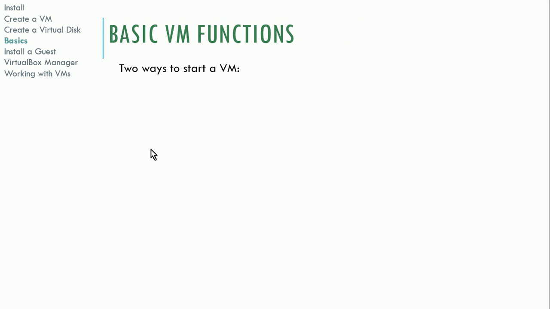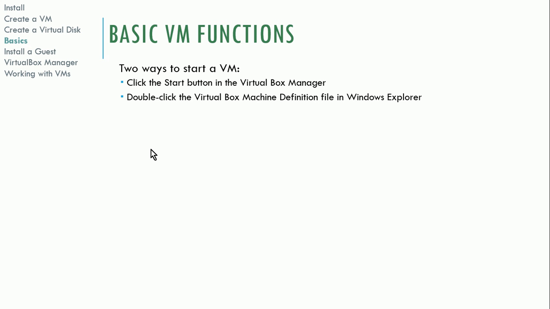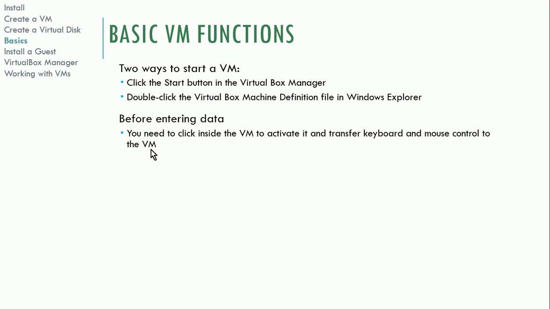So some of the basic VM functions. There's two ways to start a virtual machine. You can click the Start button in the VirtualBox Manager, or double-click the VirtualBox machine definition file in Windows Explorer. So before entering data, you need to click inside the VM to activate it to transfer the keyboard and mouse control to the VM. We've talked about this idea that virtual machines are sharing these resources with the host operating system. So somebody has to have exclusive access to the keyboard and the mouse. By default, that's going to be the host OS. And then when you click inside your virtual machine, that control is going to transfer into the virtual machine. It will now have control of the keyboard and mouse.